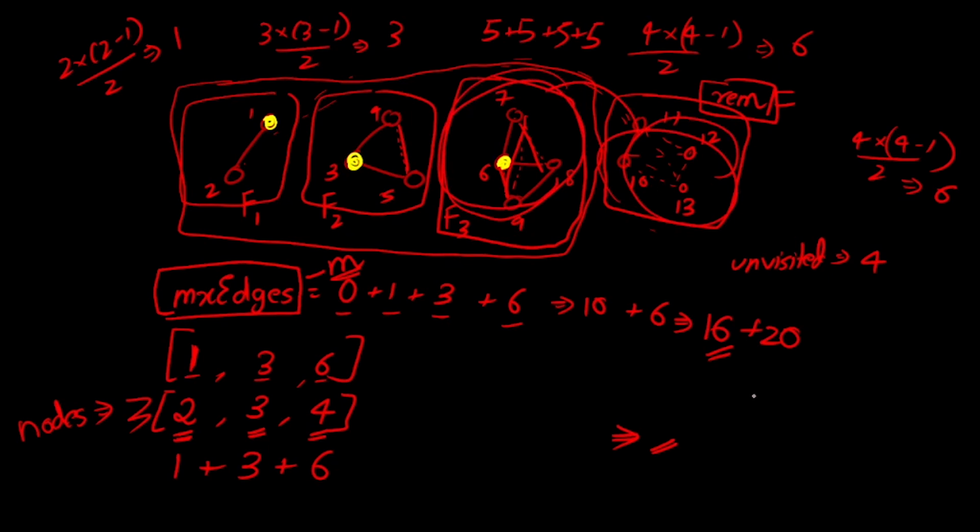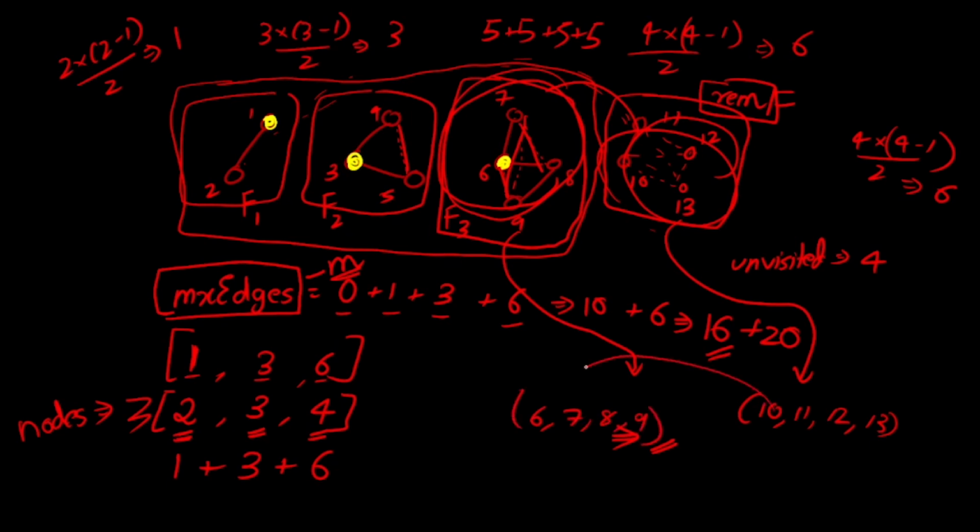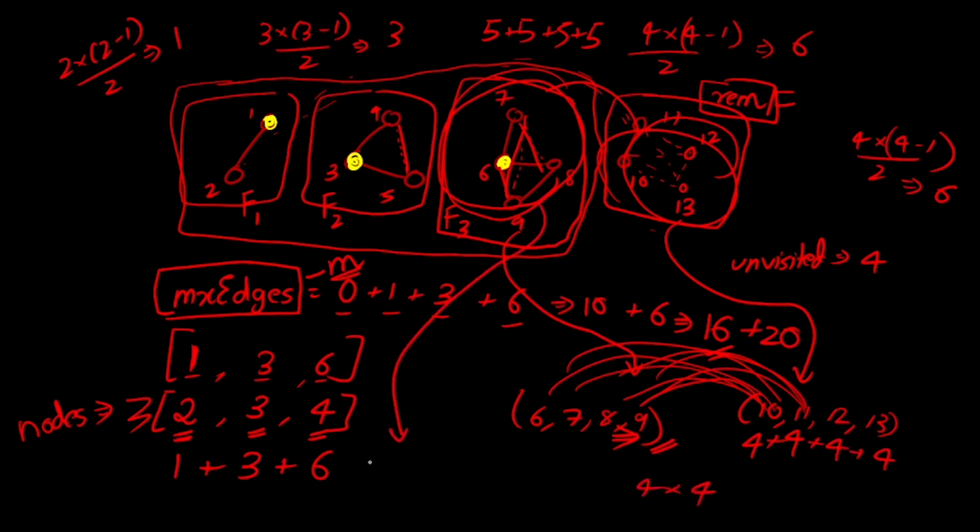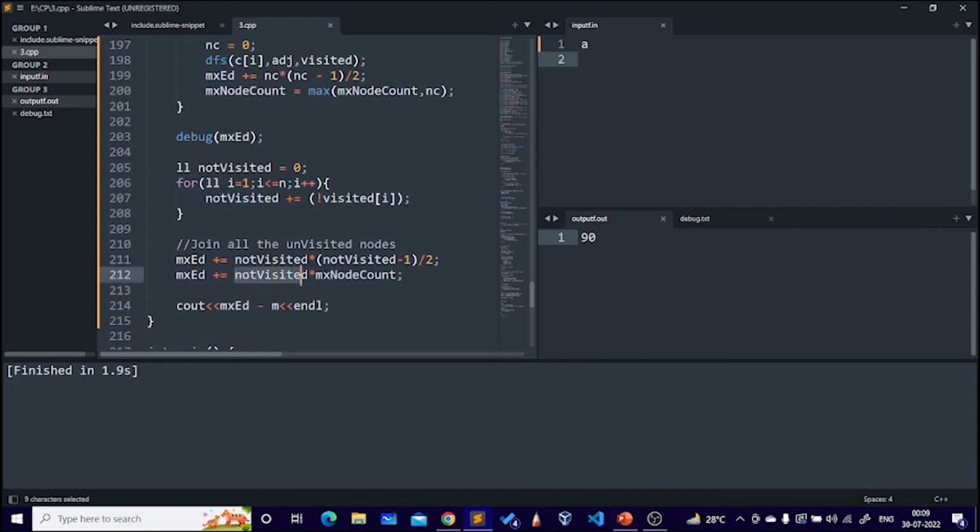So how many edges would that add? Suppose in your remaining family you have 10, 11, 12, 13. And in your family 3, that is the maximum count family, you have 6, 7, 8, 9. Again this 10 would be getting connected to 6, 7, 8, 9, that is 4. Again 11 would get connected to 6, 7, 8, 9, again a 4. 12 would be getting connected to 6, 7, 8, 9, plus 4 plus 4. That is 4 into 4. So NC, the node count of family 3, into the node count of this remaining family, that will be your answer. You have to add that to the answer. So you saw maximum edges plus equals not visited into maximum node count, and in the end just simply print maximum edges minus m. That is your complete answer.